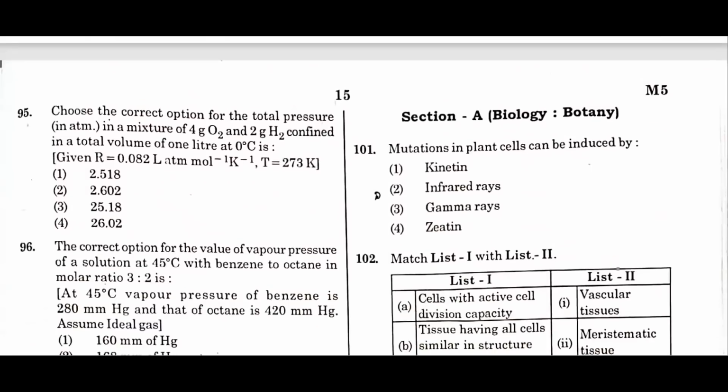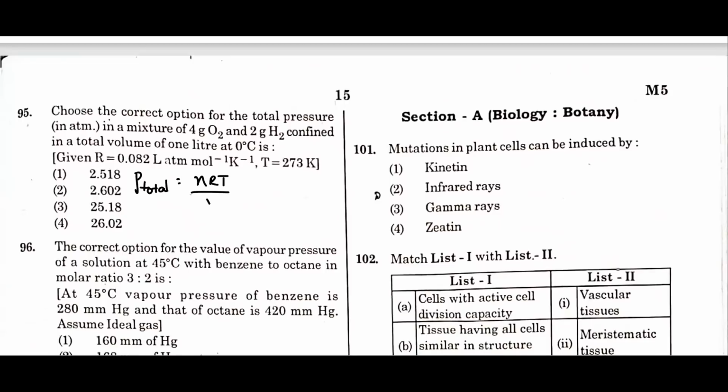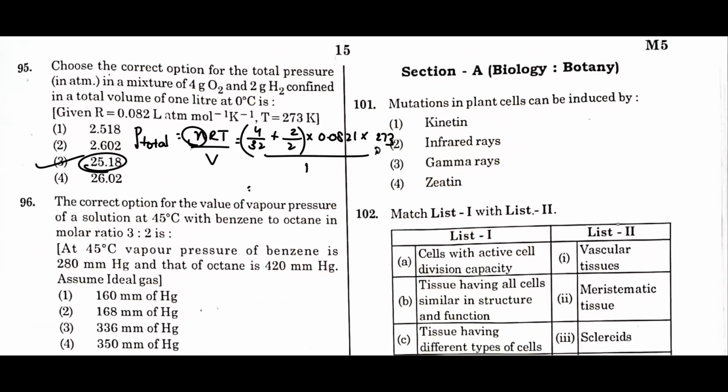Question number 95. Choose the correct option for the total pressure. They're asking P total. P total is equal to PV is equal to nRT. So nRT by V, you need to find the total number of moles, that is 4 by 32 plus 2 by 2. This is total number of moles, and R value is 0.0821 into temperature is 273 divided by total volume is 1 liter. This upon solving you will be getting around 25.18. Option 3 is the correct answer.